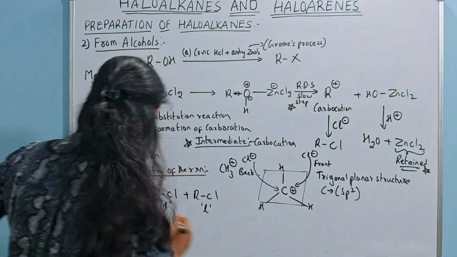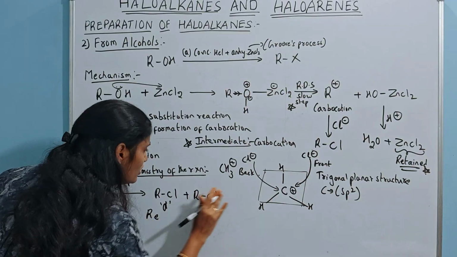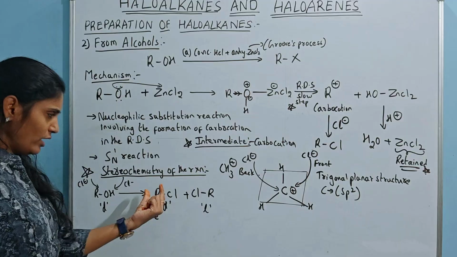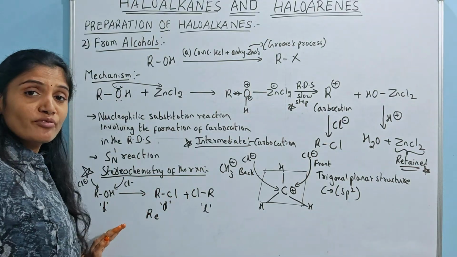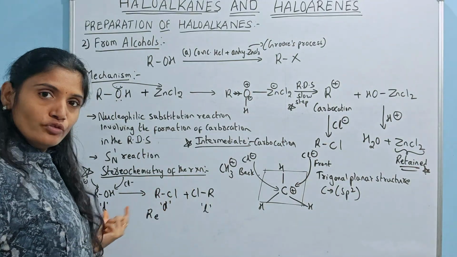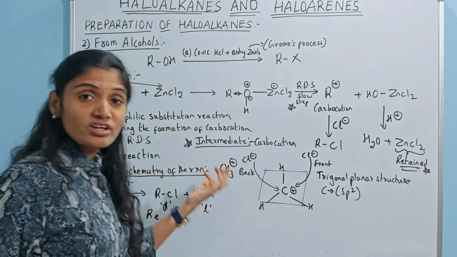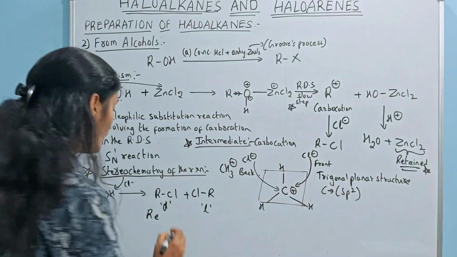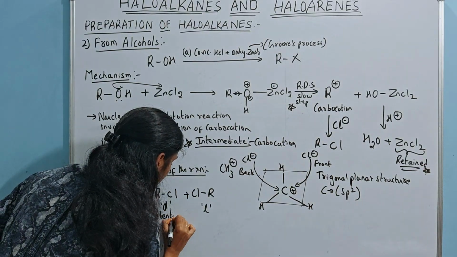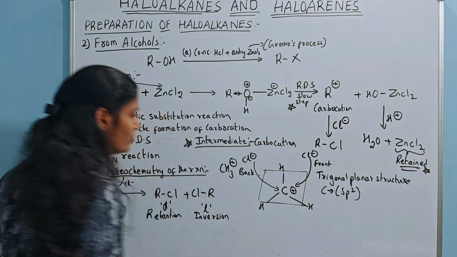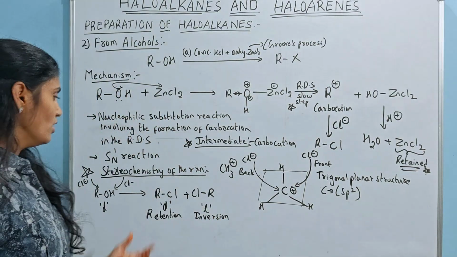Now what will happen here? There is retention. If you want, I will write like this for your better understanding. Attack from back side. If the attack is from the front side, the configuration is retained, so it will remain dextrorotatory. If the attack is from the back side, the configuration is inverted, so you will get levorotatory. So this is retention, and this is your inversion.